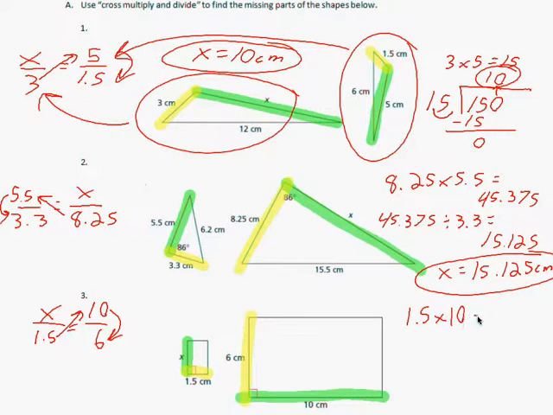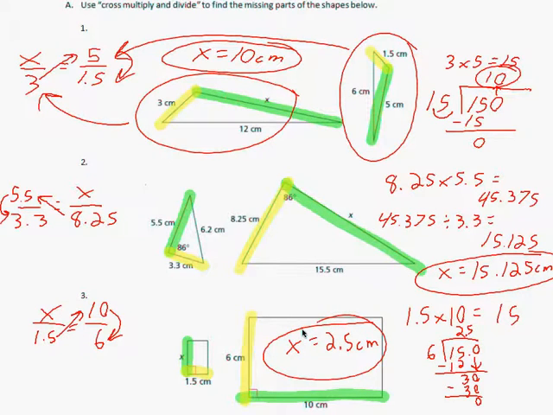1.5 times 10. Anytime you multiply by 10, you just move the decimal over, so I get 15. 15 divided by 6. 6 goes into 15 twice. I get 12, remainder 3, bring down a 0. 6 goes into 30 five times, which is 30. No remainder. My answer is 2.5. X equals 2.5 centimeters.